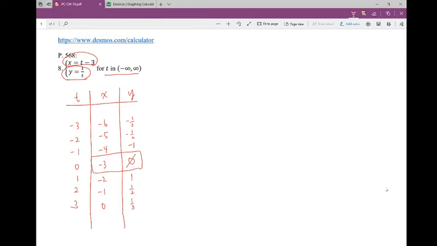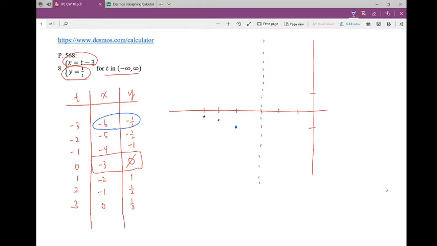Let's graph this out. Negative 1, negative 2, negative 3, negative 4, negative 5, negative 6. Here we have negative 6 comma negative 1 over 3, which is roughly here. Then negative 5 comma negative a half, negative 4 comma negative 1. At negative 3, we have a vertical asymptote. Negative 2 comma 1, negative 1 comma a half, 0 comma 1/3.